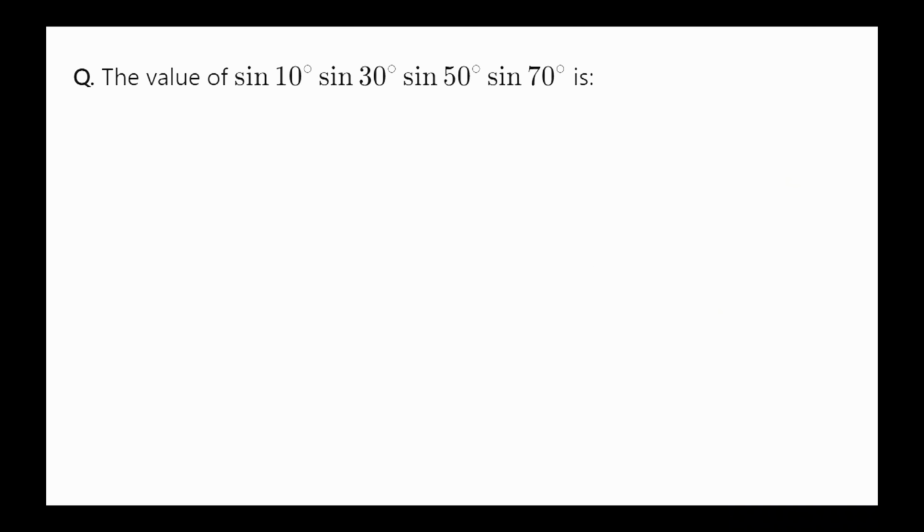The value of sine 10 sine 30 sine 50 sine 70 is. So just by the look of it, I hope you must have guessed it. We can see sine 10 here, we can see sine 50 here, we can see sine 70 here. So if I take sine 30 outside, this can be written as sine 10 into sine of 60 minus 10 into sine of 60 plus 10. And this was the formula that we just studied, sine A into sine of 60 minus A into sine of 60 plus A. So sine 30 is basically 1 by 2. We can write it down. So this value would simply become 1 by 4 times sine 3A, so 3 into 10.